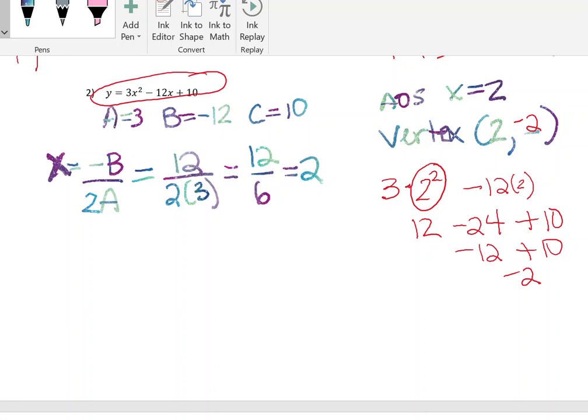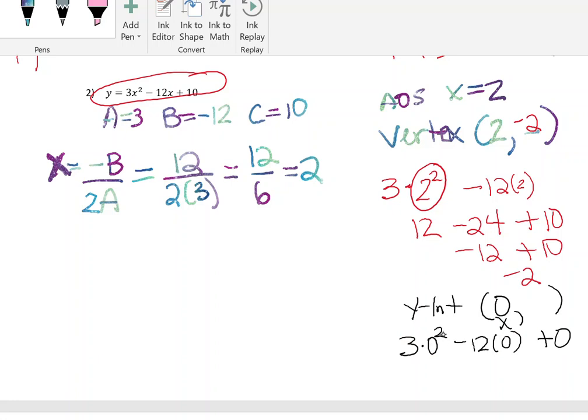Now let's find the y-intercept. We know the y-intercept has an x value of 0 because it's on the y-axis. So when we plug in 0 for x, we get 3 times 0 is 0, 12 times 0 is 0, and 0 plus 10 is 10. So (0, 10) is the y-intercept. And then looking at the a value, we know that the a value is positive, so the parabola opens up.